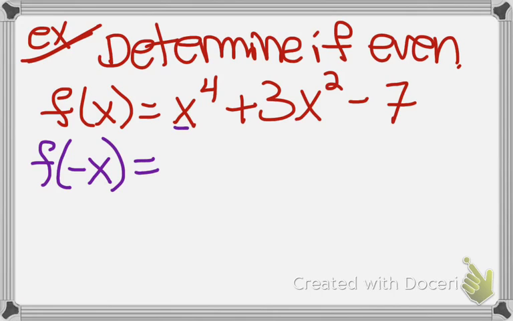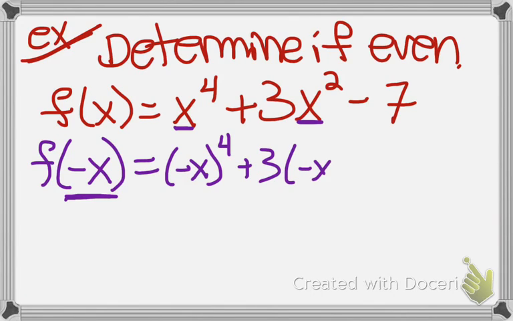So everywhere I see an x in my function, I'm going to replace it with negative x. So this will become negative x to the power of 4 plus 3 times negative x to the power of 2 minus 7. And you'll notice everything else stayed the same. It's just all of those x's got replaced with a negative value. And then we have to simplify. So my next line down, I'll go ahead and simplify.